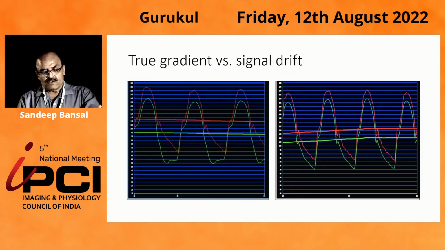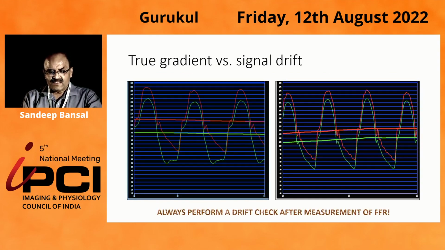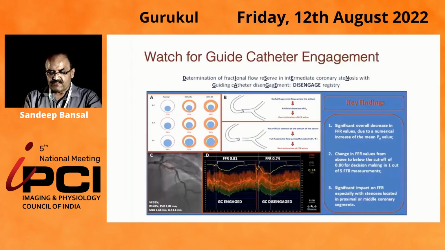We also have to be aware of true gradient versus a signal drift, and this is important because this would not give us the accurate measurement. And we always need to check for the drift in the pressure after we've measured the FFR.